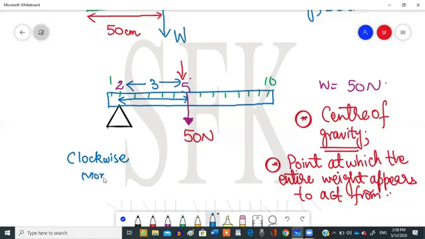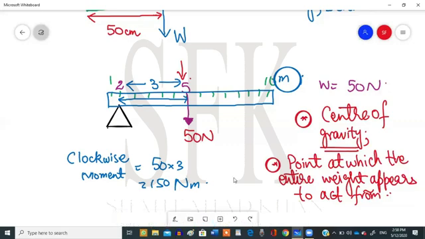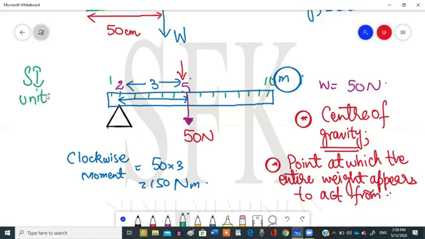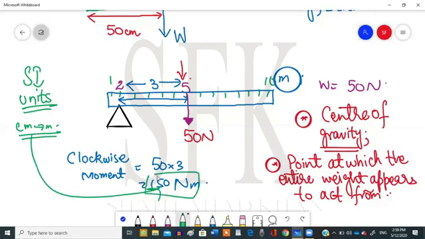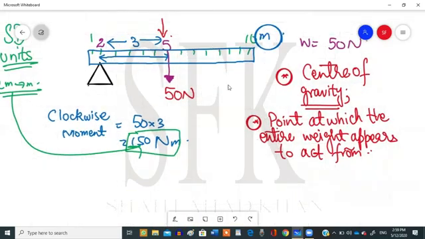The clockwise moment is going to be 50 times 3, 150. And for example, if these markings were in meters, then it's going to be newton meter. This is going to be its unit. Or if it were in centimeters, then it would have been newton centimeters. But guys, in our syllabus, we deal with SI units, so you have to convert the centimeters to meters in order to calculate the answer in newton meters. This is the final SI unit answer that you'll get. This was just an example.